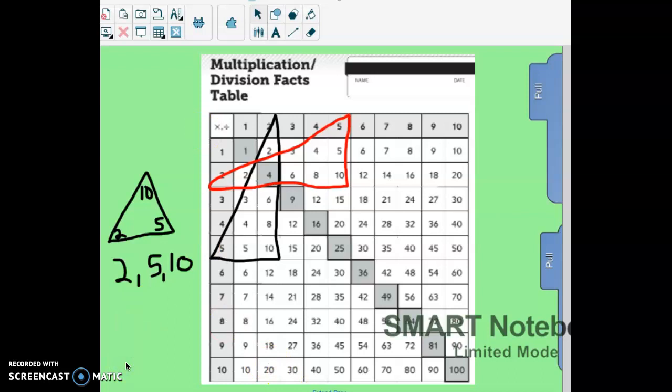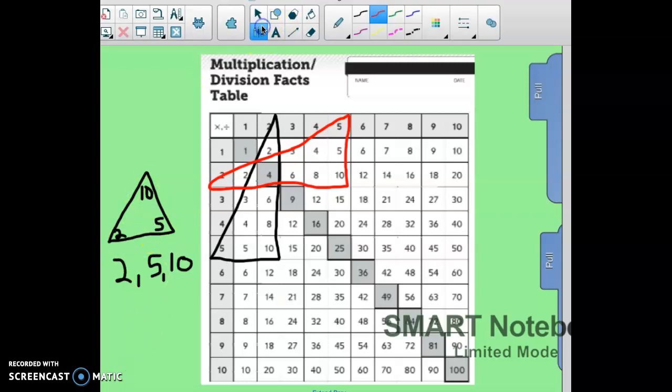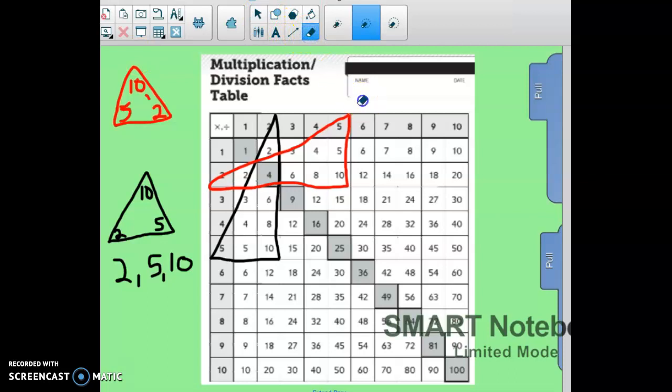You think this fact family is on our facts table twice. Why do we have 2 times 5 is 10, and then we just found 5 times 2 is 10? Right, because of the turnaround rule, we have two fact triangles or fact families that look the same for this product of 10. Go ahead and erase your boards.